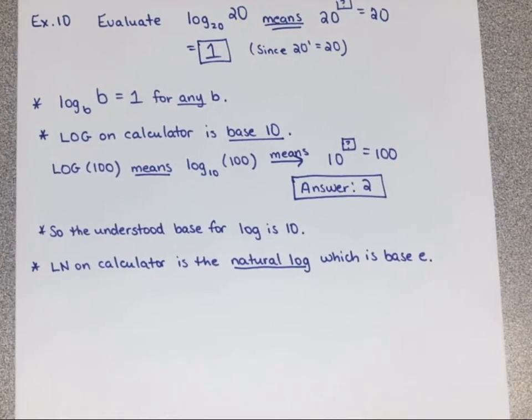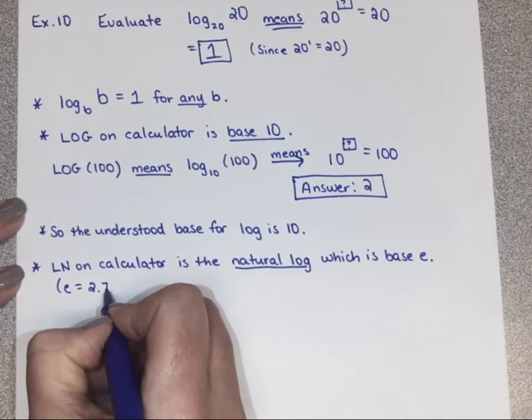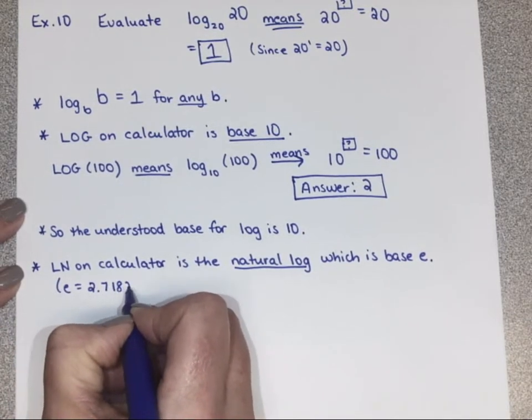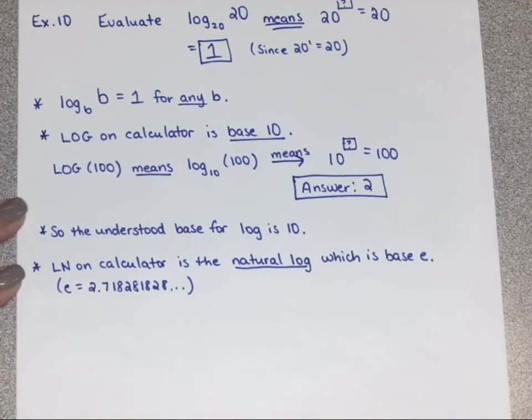The 2.718. So let's remind ourselves what that was. It was 2.71828, 1828 forever and ever. Okay, and remember that's a number that always comes up with exponential growth.